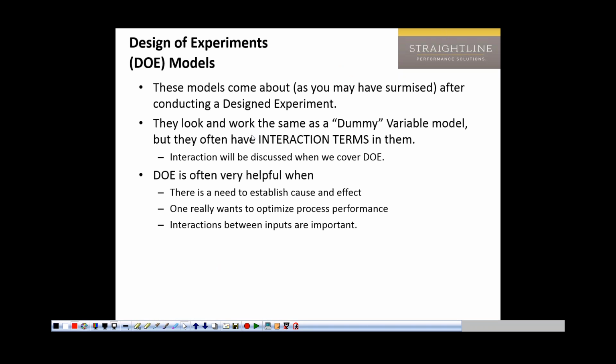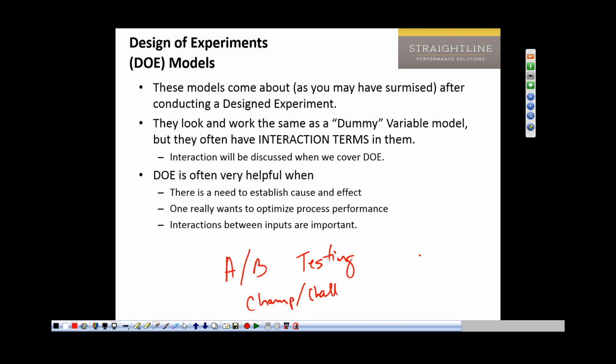And finally, another way of building a model: design of experiments. You may have heard of a very common one today called A/B testing. Some people call it champion-challenger process. These are both examples of a very simple type of design of experiment. We're going to learn that, but the key thing about design of experiments is you can show cause and effect.